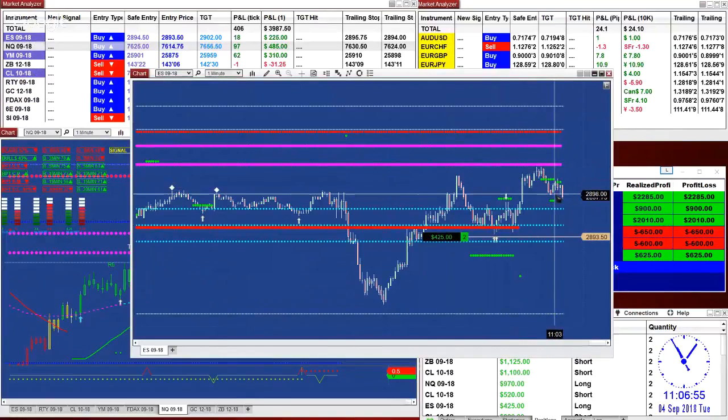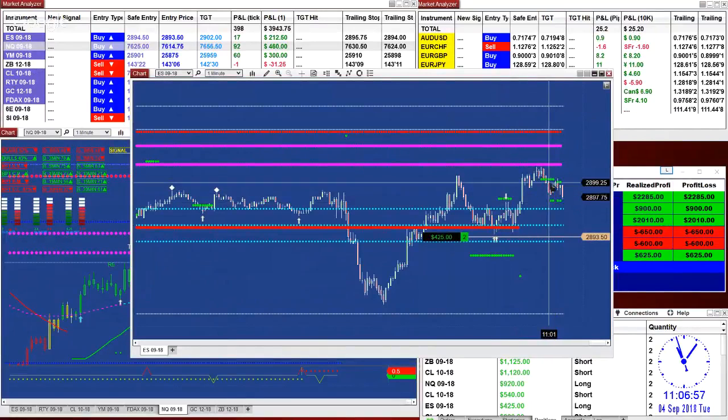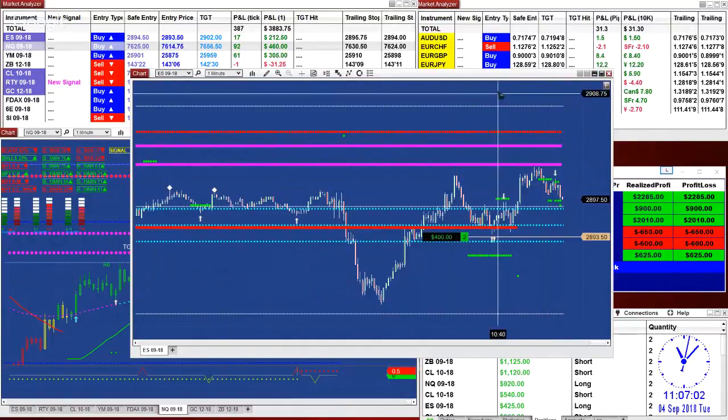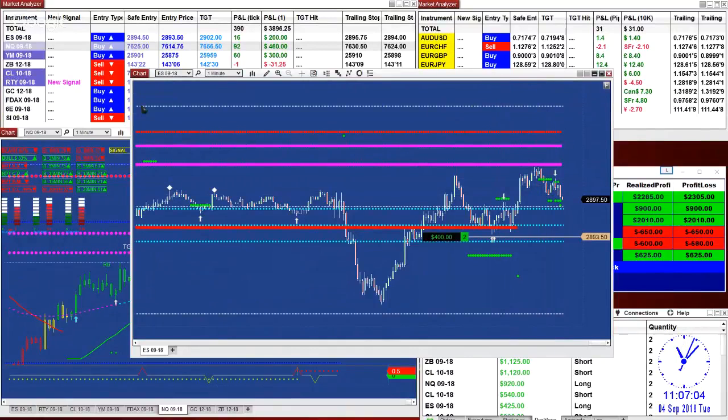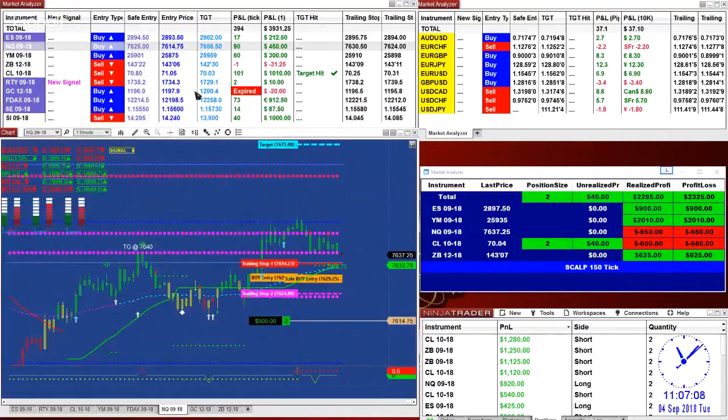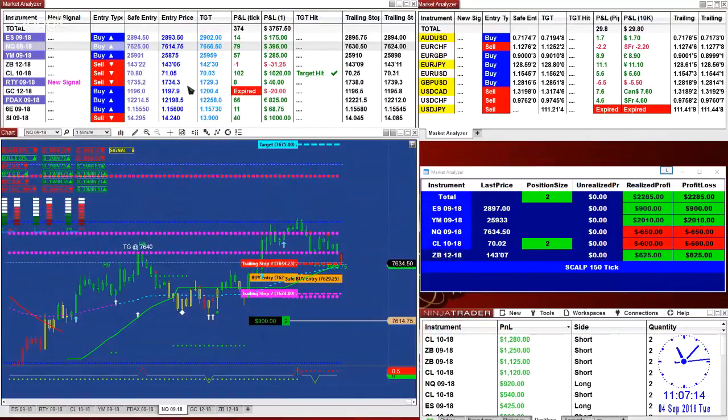Right now, the ES is sitting between two projections. If I wanted to auto trade ES right now, I would wait. Oh, we have a new signal on the Russell. A new signal on the Russell. Entry sell 34. The market is changing momentum right now. 34.3. Target 29.4.